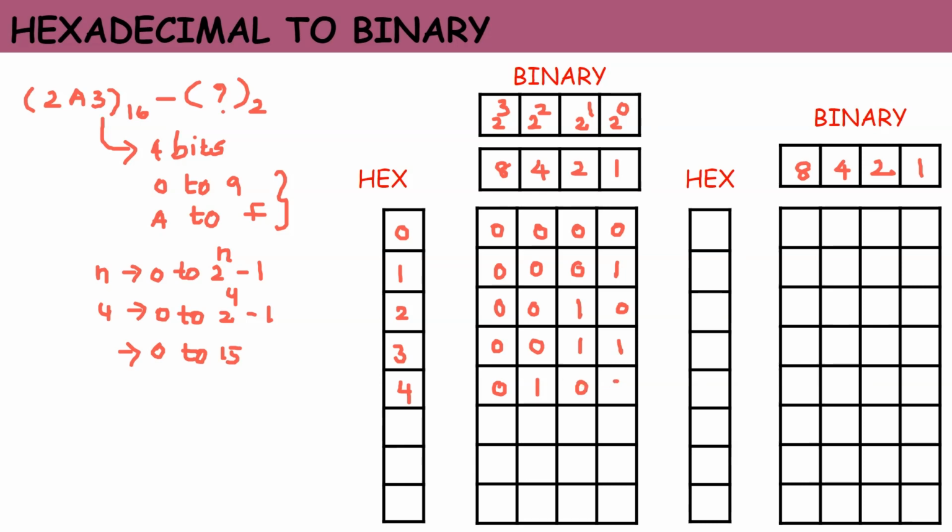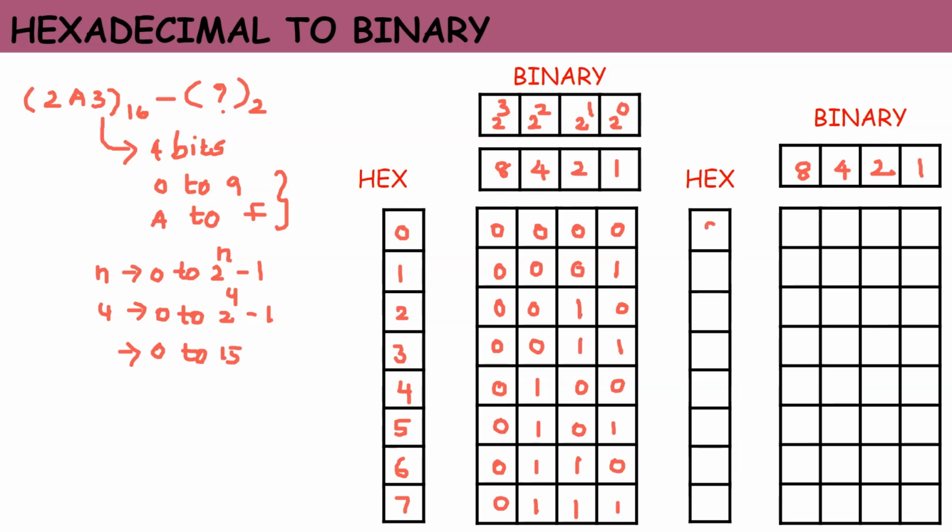Similarly, we have to do it for the rest of the values. So 5 will be 0, 1, 0, 1. So highlight 4 and 1. 4 plus 1 will be 5. So that position alone you will be highlighting to 1. The other value is 0. 6 is 0, 1, 1, 0. So 4 plus 2 will give 6. Then for 7, 0, 1, 1, 1. So 4 plus 2 is 6, 6 plus 1 is 7.